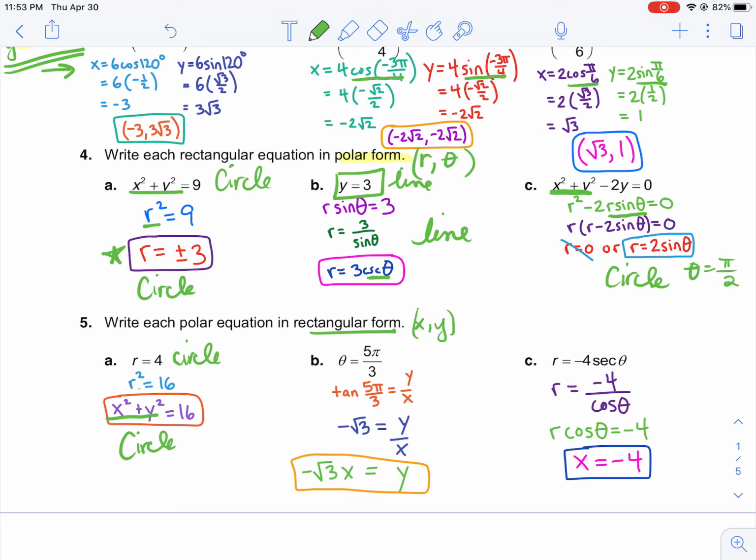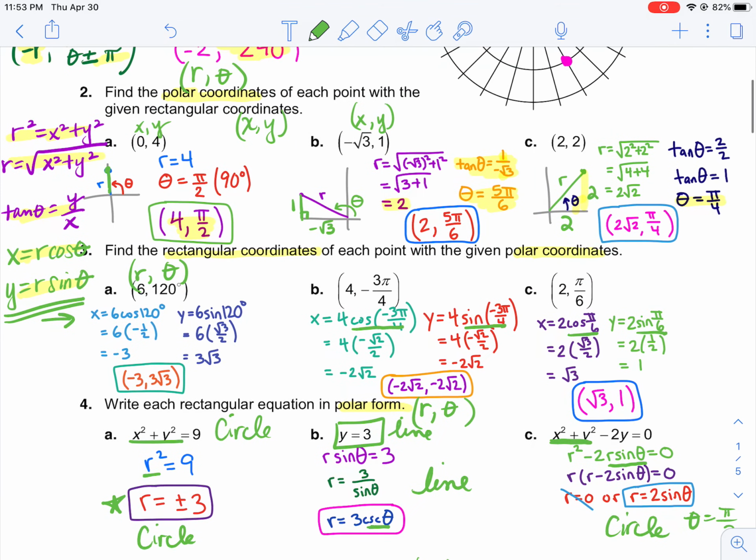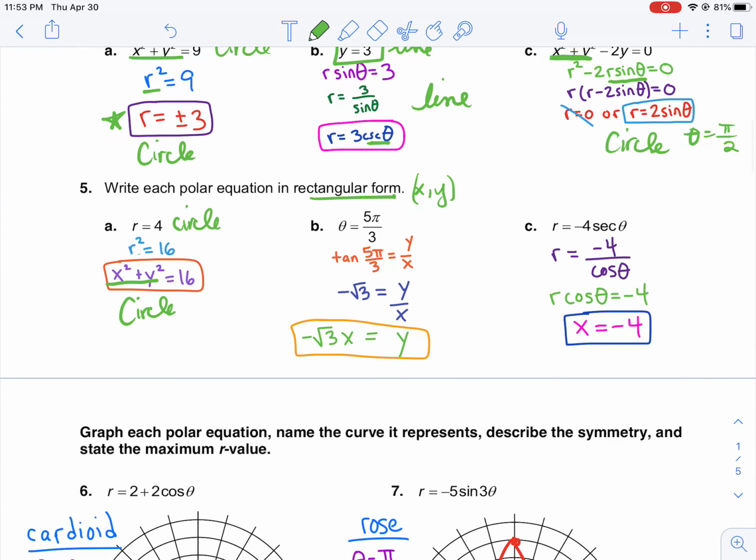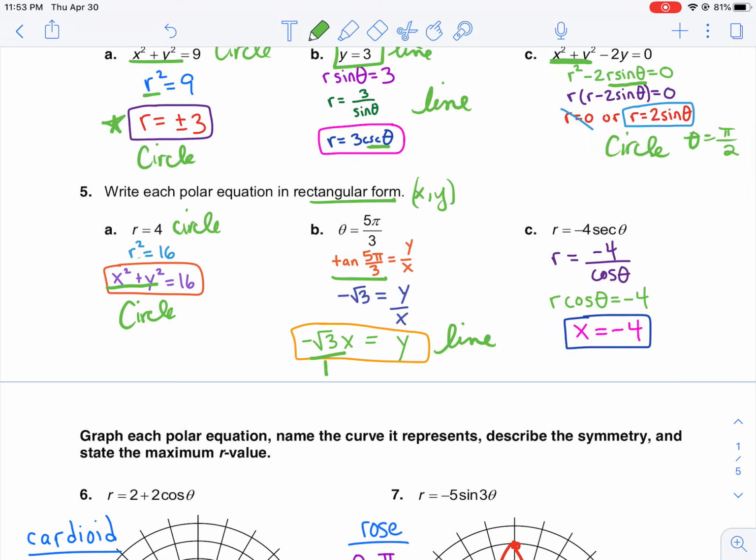For part B, I can rewrite this as the tangent of 5 pi over 3 equals y over x. And I know that from this equation right here. And then if I go back to this, let's see. The tangent of 5 pi over 3 is equal to negative root 3. And then if I multiply by x on both sides, I get this right over here, which is a line with the slope of negative root 3 over 1. And so is this right here. It is a line if I were to graph that.